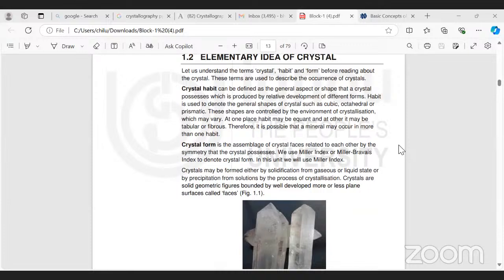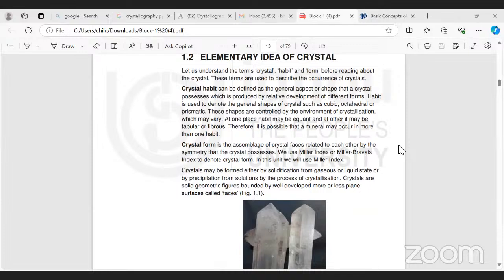So we see here the crystal form also. How can we define the crystal form? The crystal form is an assemblage of crystal faces, and they are related to each other by the symmetry that the crystal possesses. We use the Miller index here. The Miller index is useful to define the crystal form, how the crystal was formed.